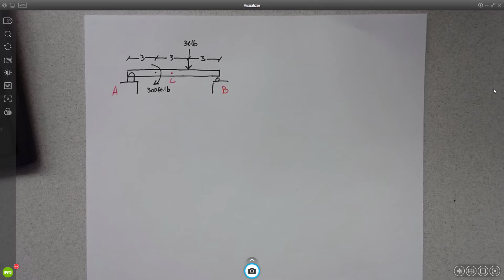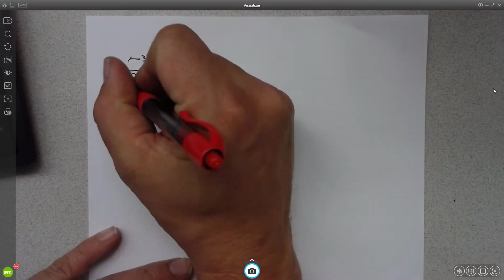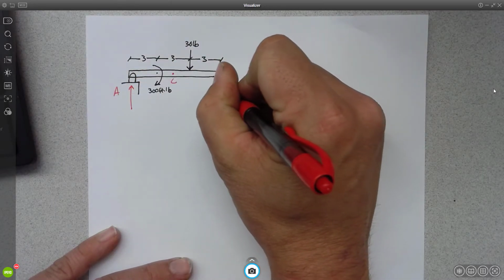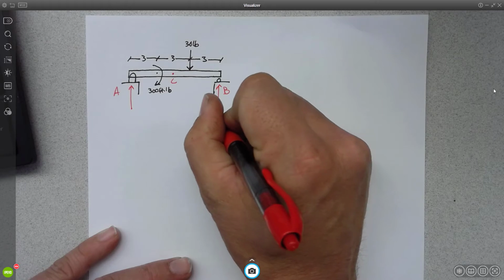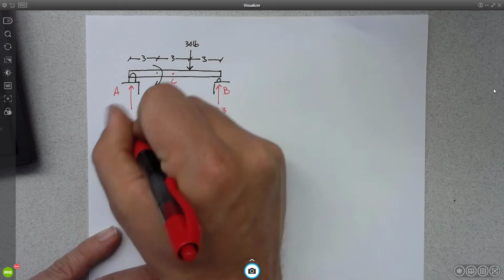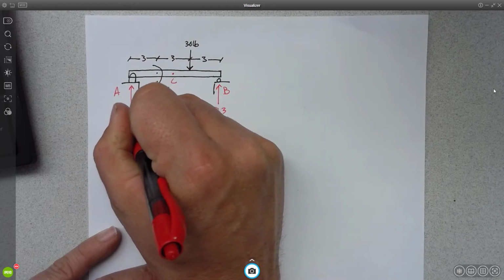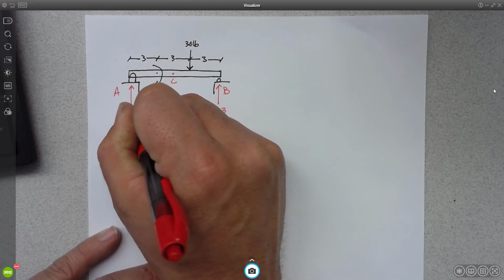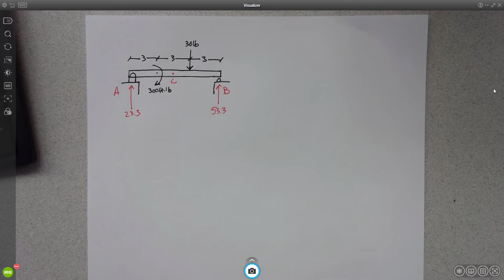Guys got some numbers? Not yet. Anybody got reactions? Well, yeah. What do you have for reactions? BY is 53.3, and AY is negative 23.3. Anybody else get that?